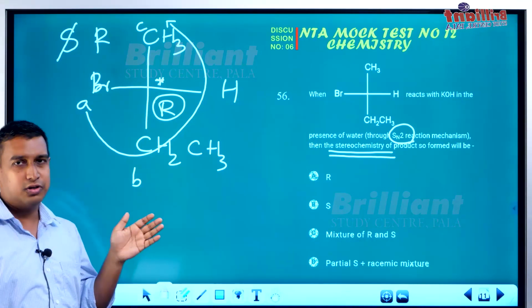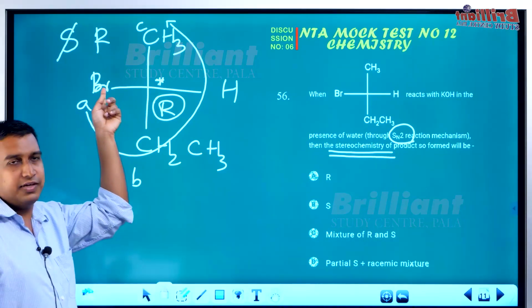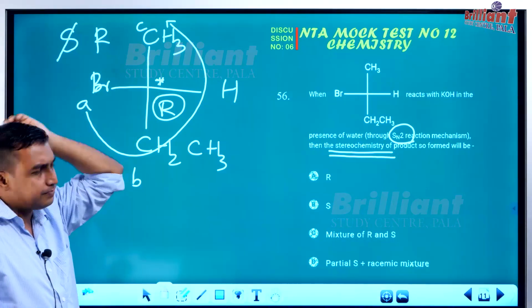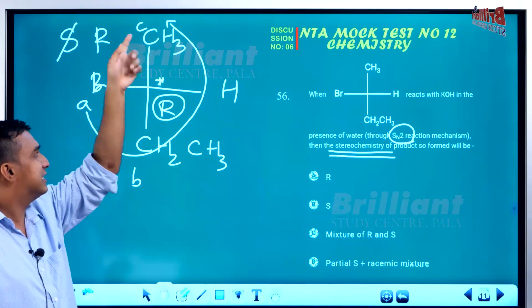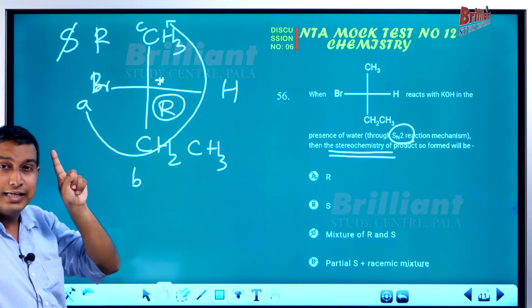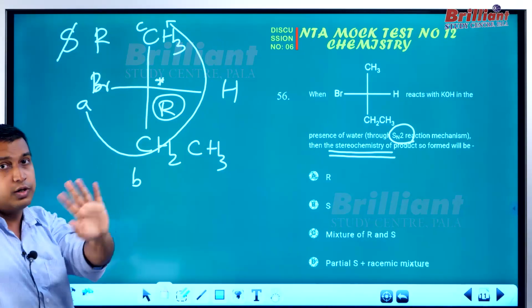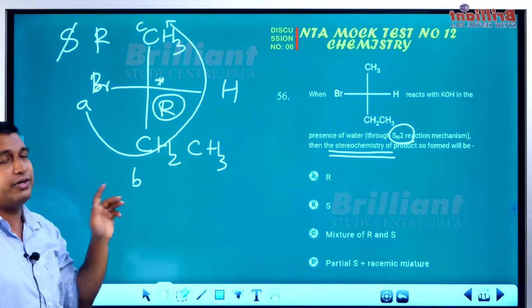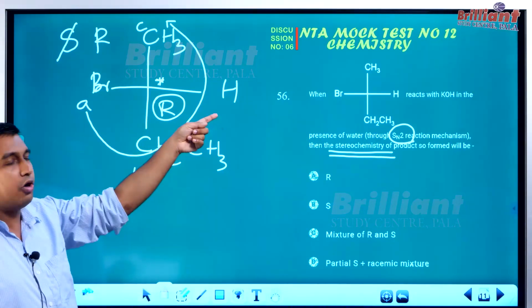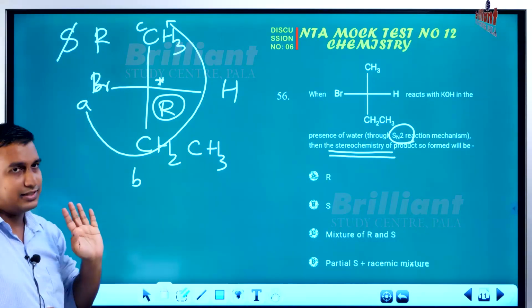Priority is assigned by the atomic weight of the atoms directly attached to the carbon. So A, B, C appears anti-clockwise, so we would think it is S. But the least priority group is on a horizontal line. If it was on a vertical line, no problem. But because it is on a horizontal line, whatever we have got is wrong. Just take the opposite of what you have got. So we get it as R.